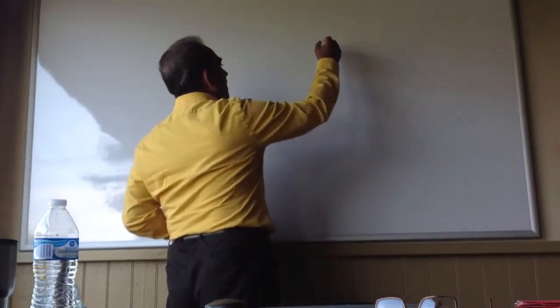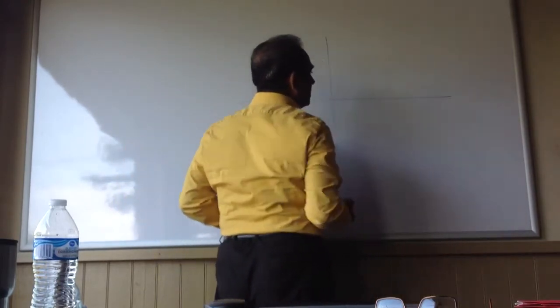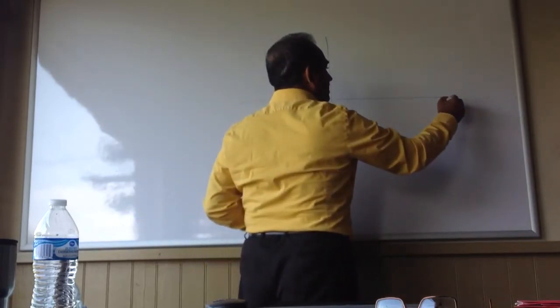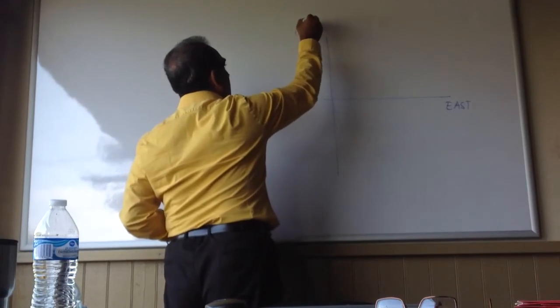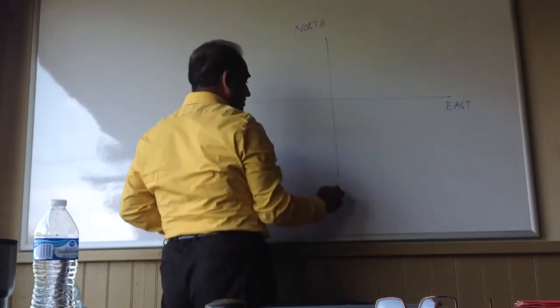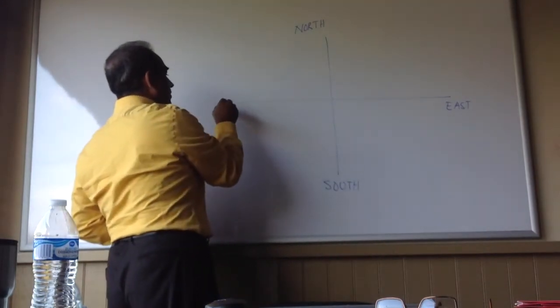Now, we will talk about representation of a vector in graphical method in a coordinate system. Let's say that I draw x and y axis and call this direction as east and this as north, this as south, this as west.